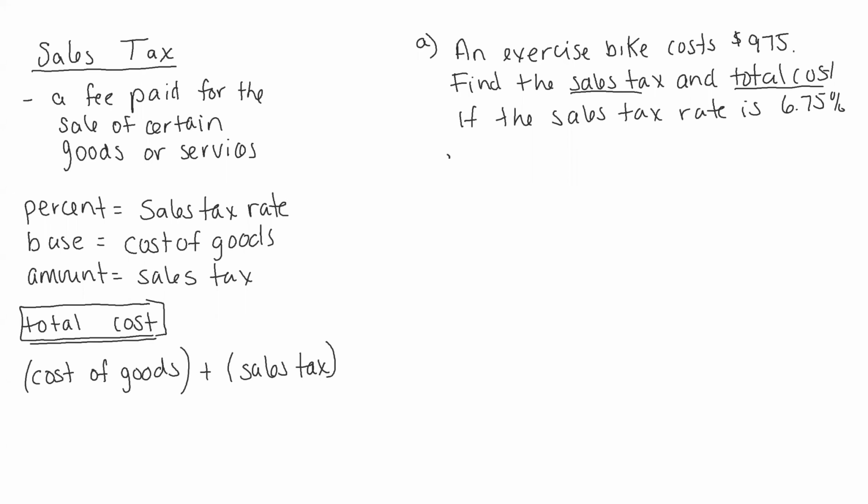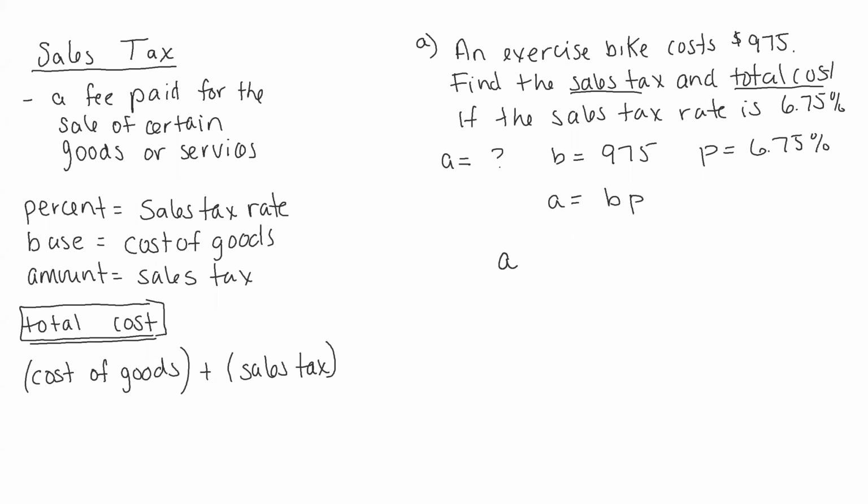What I'm going to look at first is that the amount is unknown. We don't know what the actual sales tax is. The base is $975. That's the cost of the exercise bike before tax. And the percent is given. It's the 6.75% sales tax rate. Now we're going to do the percent equation first. And just in case you have forgotten, the percent equation is A equals B times P. Just remember, the condition on the percent equation is that the percent has to be written in decimal form.